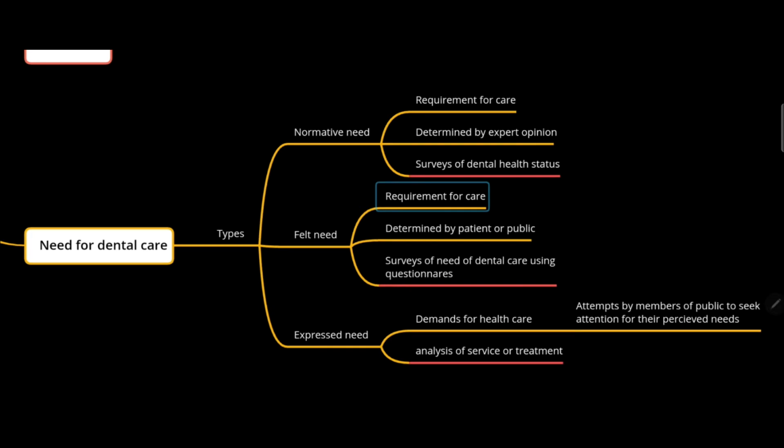Coming to the need for dental care. So, the types of needs are three kinds: normative need, felt need, and expressed need. Okay, normative need, felt need, and expressed need. So, what is normative need? Normative need is when the requirement for care is determined by expert opinion. So, if you as a health professional or you as a dentist decide that this patient requires care, then it is normative need. The patient himself is not able to figure out if he is requiring care.